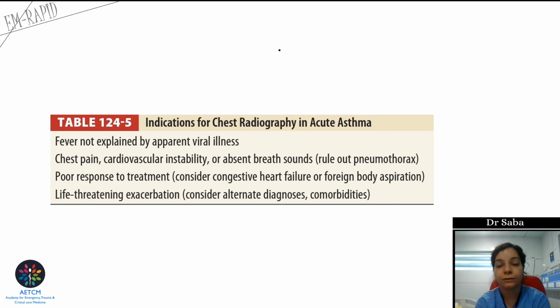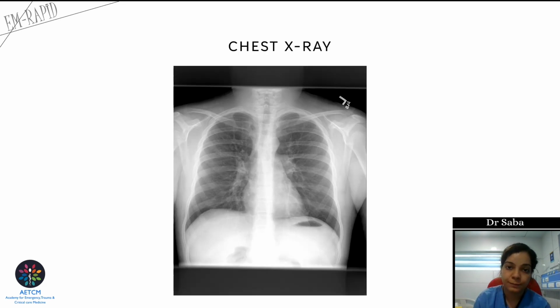All of this has to be considered, or if there's any life-threatening exacerbation, and we need to consider any alternate diagnosis, or check for any underlying chronic lung disease. In all of these cases, chest radiograph is warranted. Otherwise, on a routine basis, chest X-ray as such has very little role to play in bronchial asthma diagnosis. This is a picture of a chest X-ray of bronchial asthma.